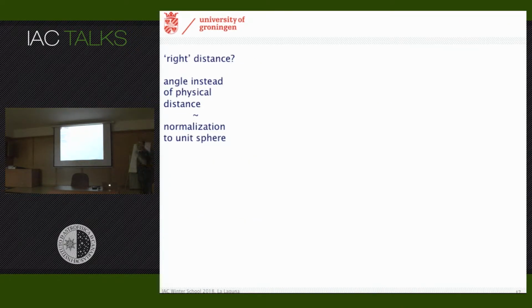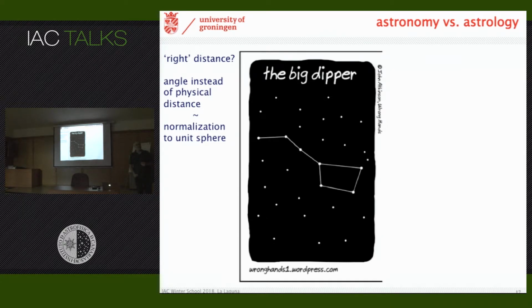Okay. Now the question is, of course, what is the right distance to use for the problem at hand? If we take the wrong distance, this can have strong influence on the quality of the result. Talking to astronomers, if you look at the stars and you define as distance between stars the angle at which you see the star, rather than the 3-dimensional Euclidean physical distance, which is the same as saying you normalize all your stars to a unit sphere around the Earth, that's what you see. Then you end up with astrology rather than astronomy.